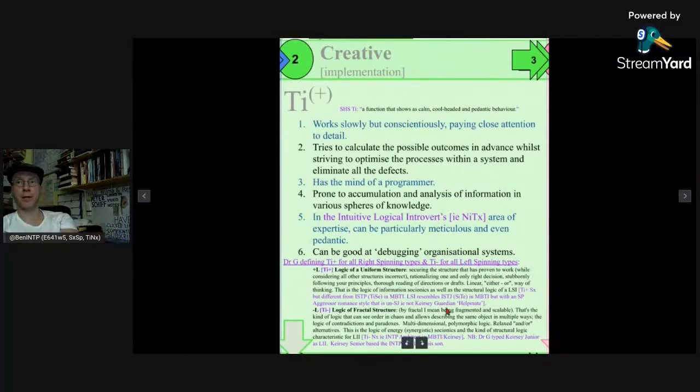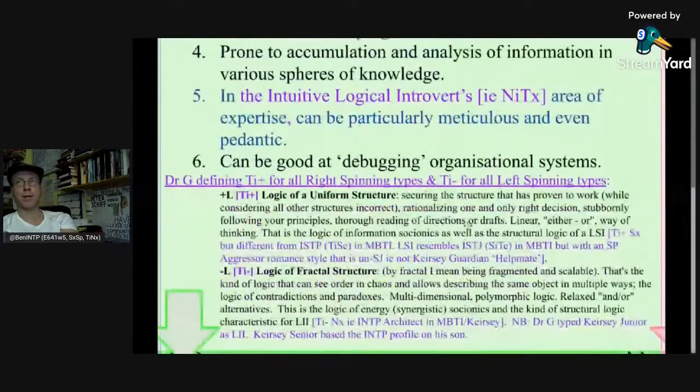Well, we've got how Victor defines... Now, you see, the thing is this. This sounds like ISTJ, because he calls LSI Inspector. Logic of fractal structure. Now, yeah, that's how INTPs think. Right, and he even puts there, this is the kind of structural logic characteristic of LII.